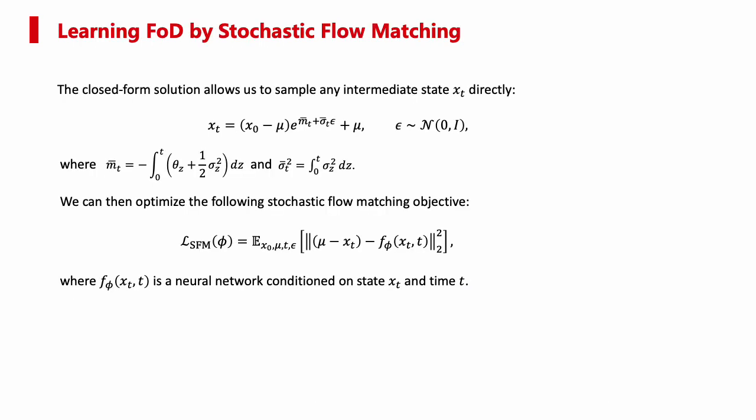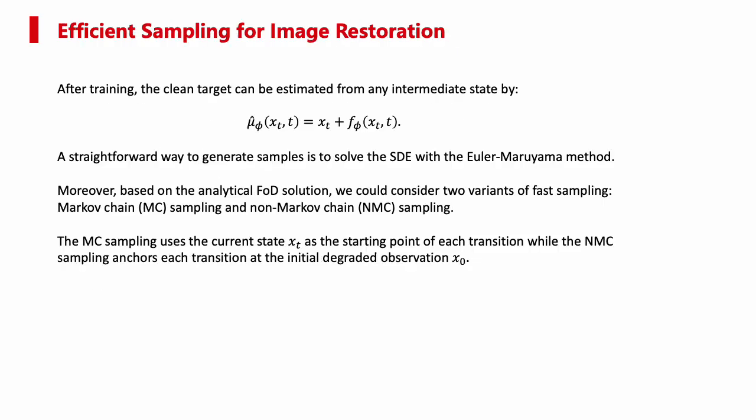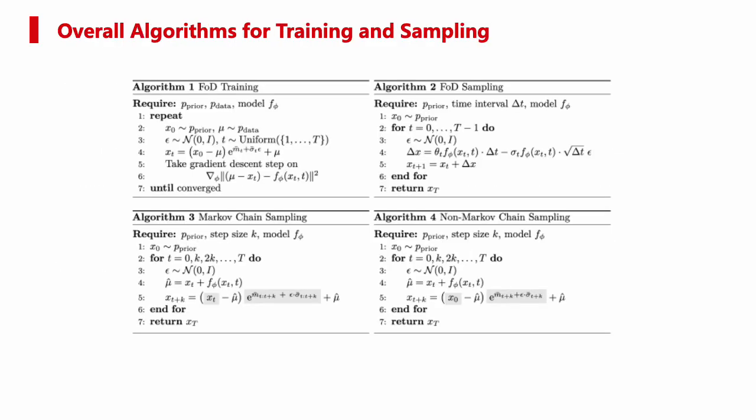This closed-form solution allows us to sample any intermediate state xt directly, and then we optimize the stochastic flow matching objective. After training, we can get the clean targets and use them to solve the SDE for image restoration. In addition, based on the analytic FMD solution, our method enables fast sampling via both Markov chain and non-Markov chain. Here are the specific algorithms for training and different sampling approaches.